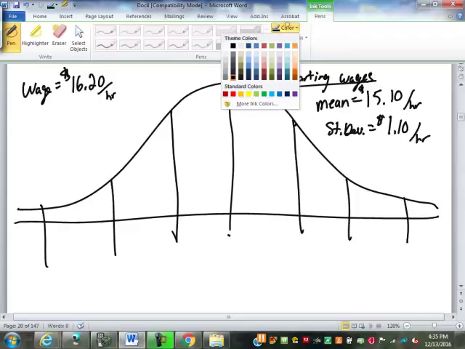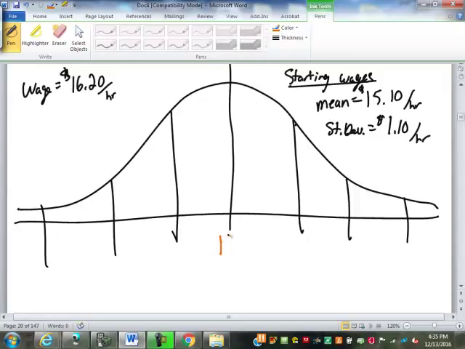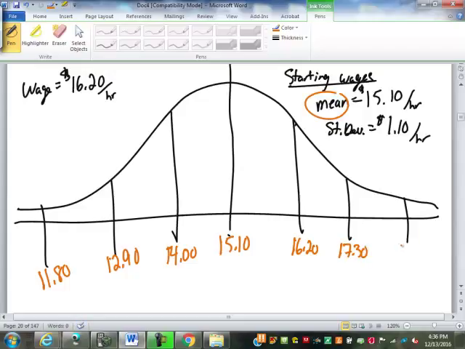What number is going to go in the middle here? $15.10. The mean always goes in the middle. What's going to go right here? The mean minus the standard deviation. So $15.10 minus $1.10 is $14. What'll go here? $12.90. And this one will be $11.80. Good. Going this way, what's going to go here? $16.20. And here? $17.30. And here? $18.40. What percents go in here? Trick question. Always the same.